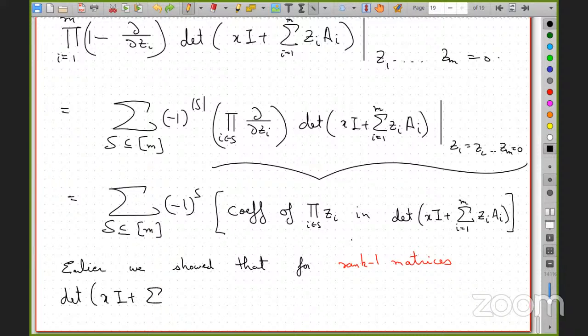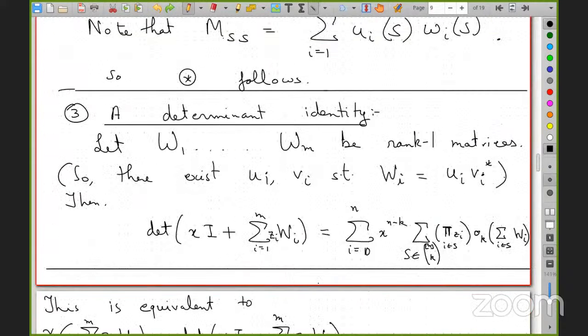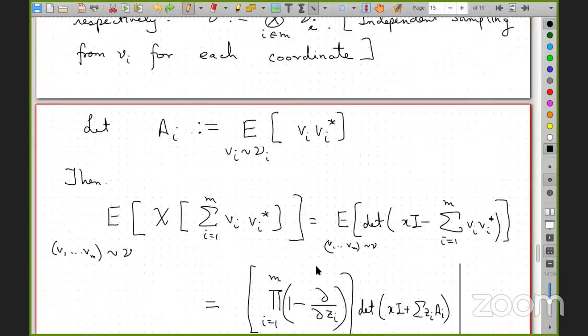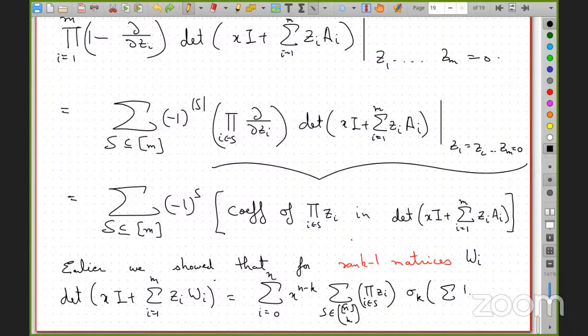determinant of xi plus summation i going from 1 to n zi wi, with wi a rank 1 matrix, has this nice description: k goes from 0 to n, x to the n minus k, product, and then sigma k of summation. But we are not in rank 1. The AIs are not rank 1.